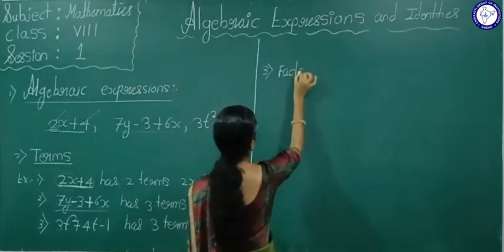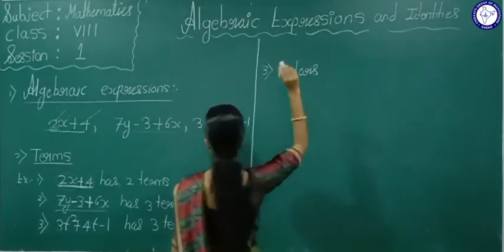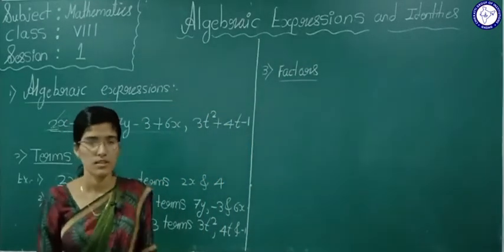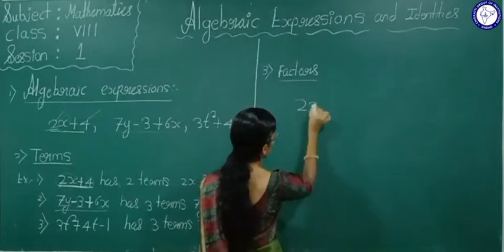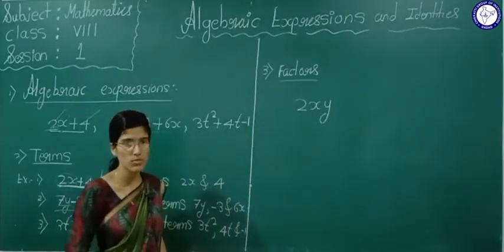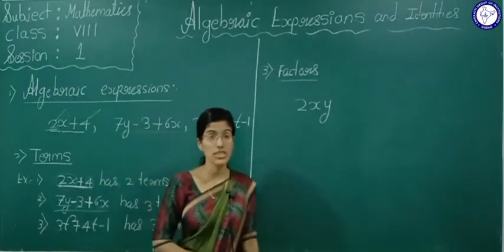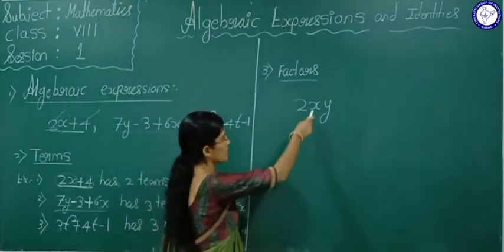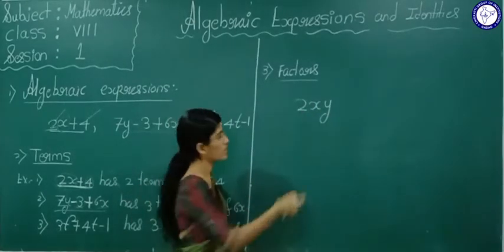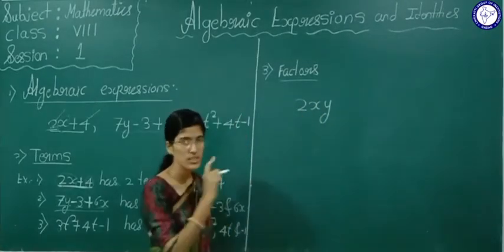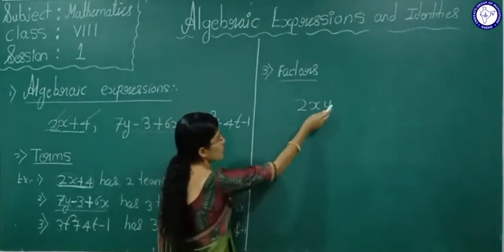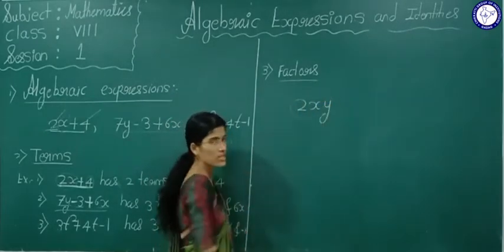Now we will learn something about factors. Just revise what factors are. Now see here, 2xy, this is an algebraic expression. Yes or no? What did I tell about algebraic expressions? Algebraic expressions are expressions involving constants, variables and mathematical operations. Here multiplication is there. This is an algebraic expression. Now what are the factors of this algebraic expression?